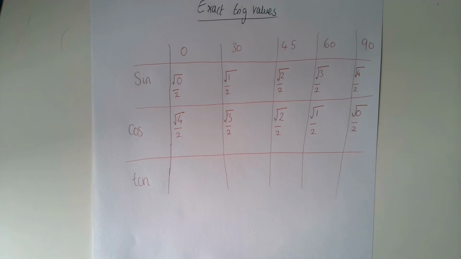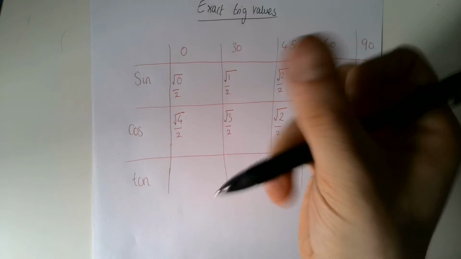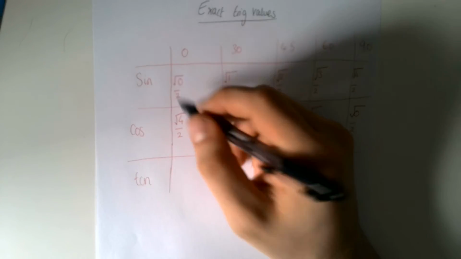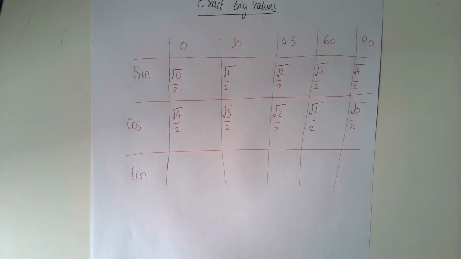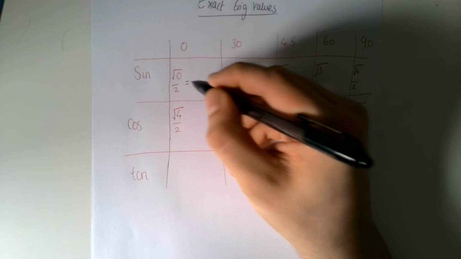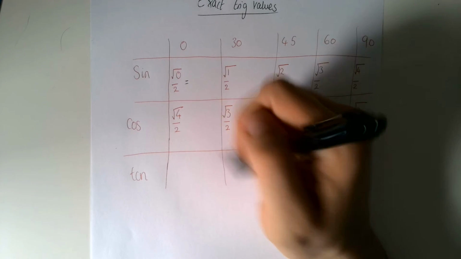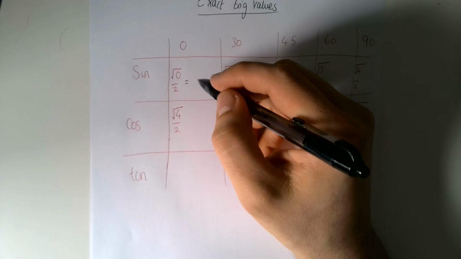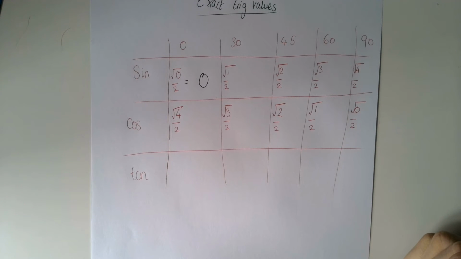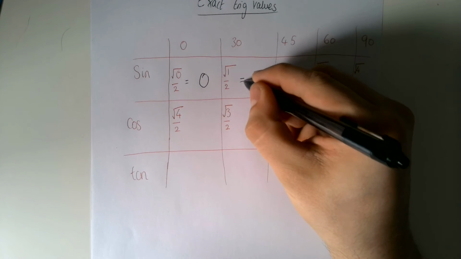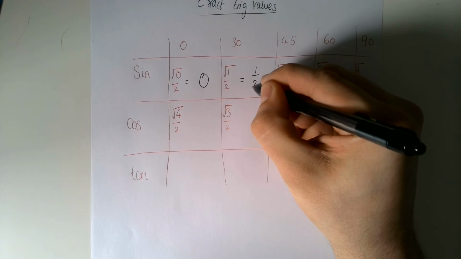So I imagine at this stage it makes very little sense. But what I'm going to do now is give you some more exact values. I'm just going to evaluate some of these, the ones that I can evaluate. So I'm going to be using my knowledge of square roots and perfect squares here. So, square root of 0 is 0. 0 divided by 2 is 0. Square root of 1 is 1. So I could actually write that as 1/2.